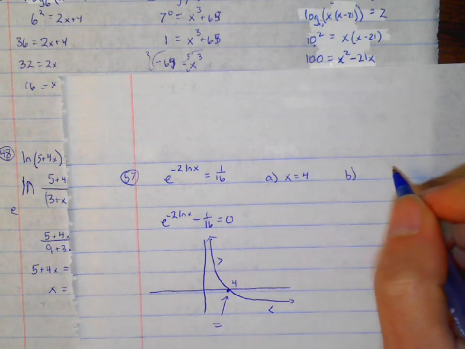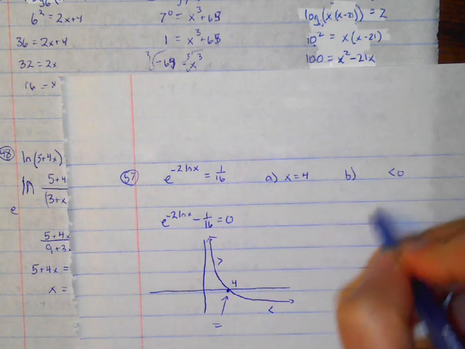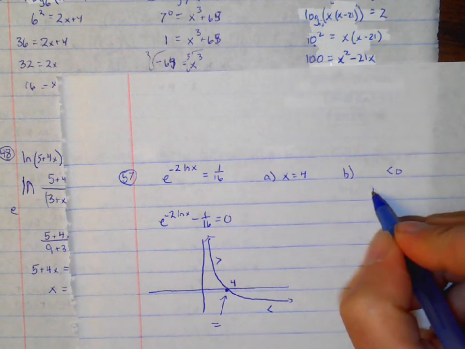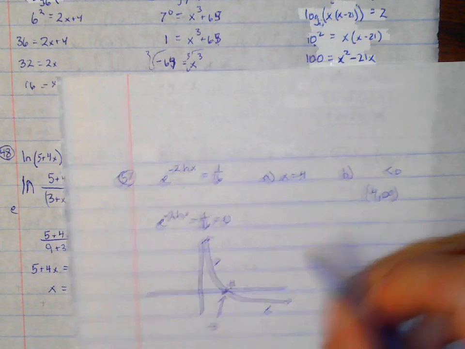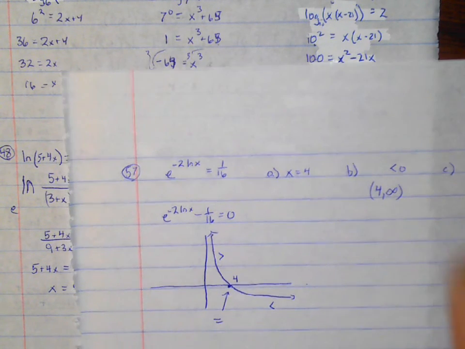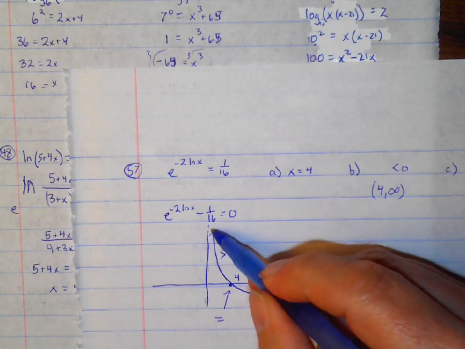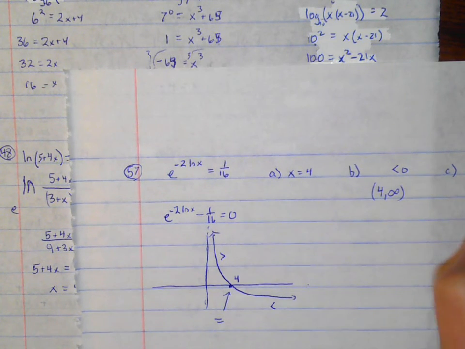For part B, we want to know where the equation is less than 0. So less than 0 would be from 4 through infinity. From 4 through infinity. And part C, where is it greater than 0? Okay, it doesn't start, so we have an asymptote here, right? So I don't really have values until I get to 0. So from 0 to 4.